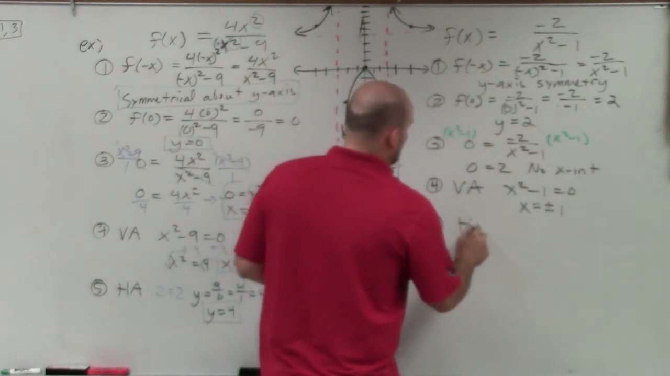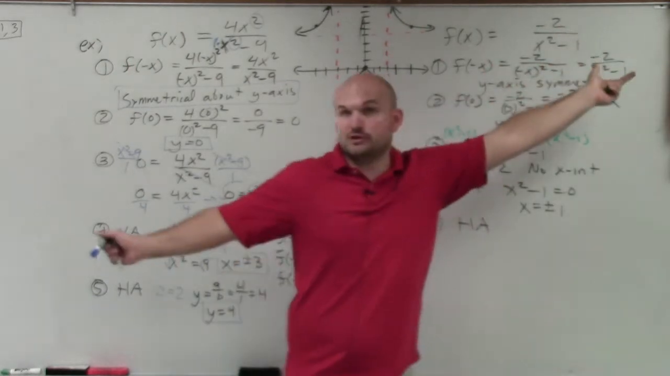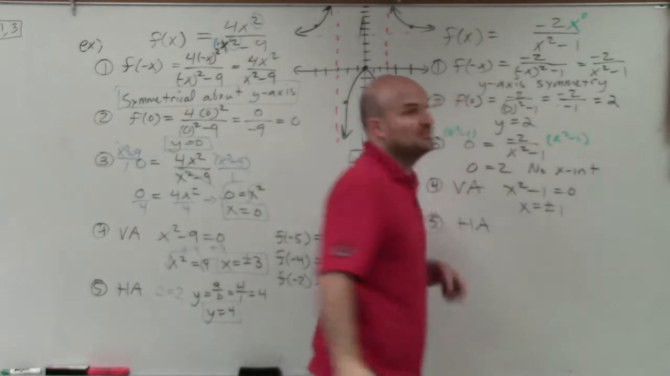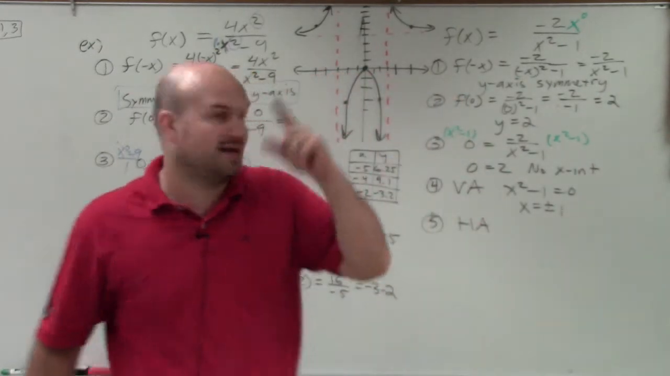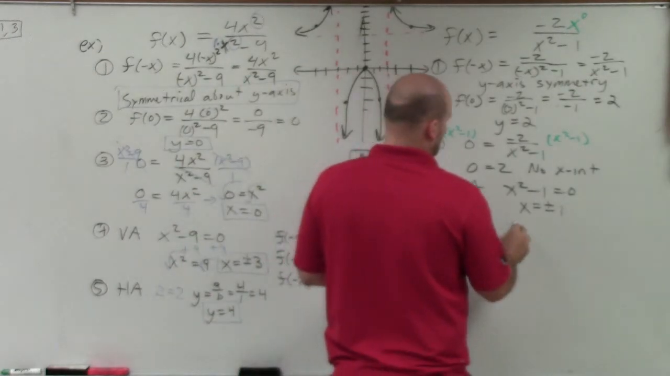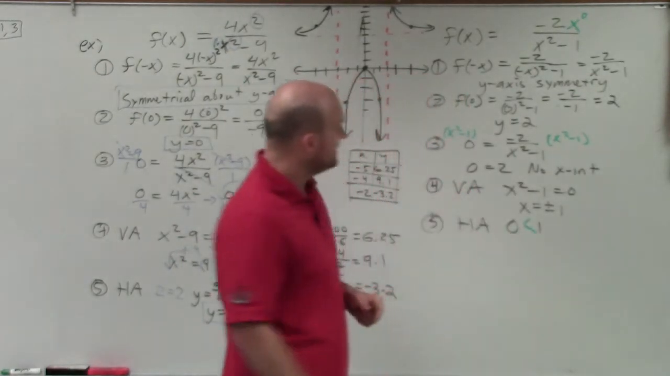Step number 5, horizontal asymptote. Now again, we look at the degrees. Now this one you say, well, there's no degree in the numerator. Well, yes, there is actually. You can actually write x to the 0, because x raised to the 0 is equal to 1. And -2 times 1 is -2. So therefore, we have 0 and 1. And obviously, 1 is greater than 0.